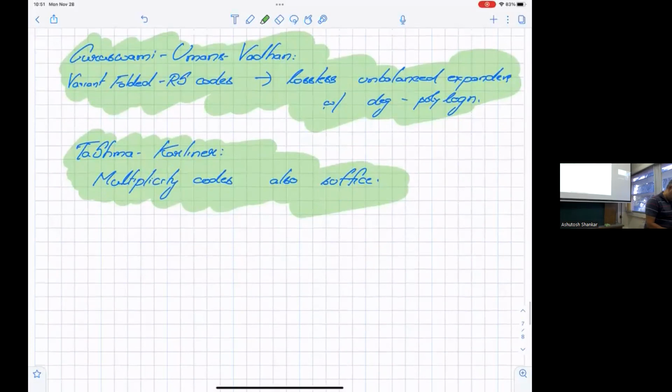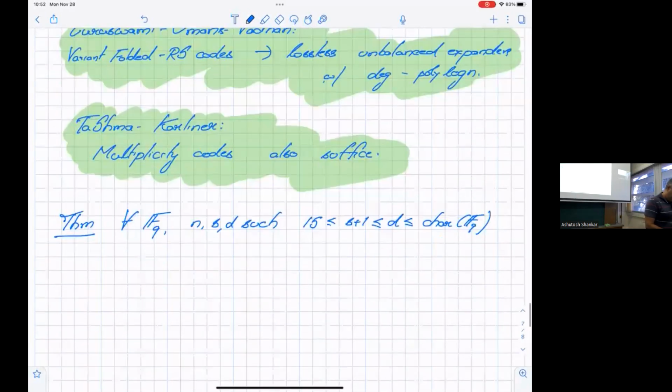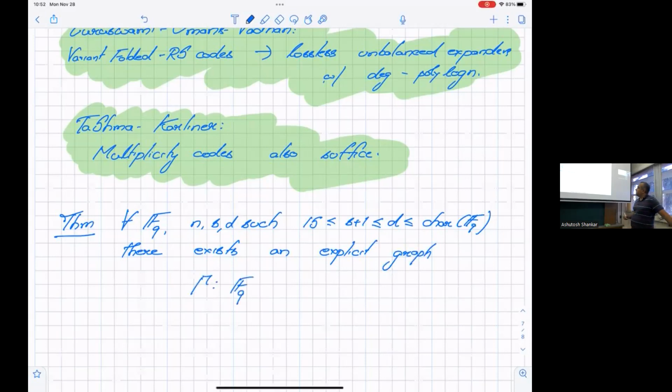In particular, we will prove the following theorem. For all d and s such that the field size is larger than or equal to s plus 1, and not smaller than d, which is larger than the characteristic, there exists an explicit graph. What was the set of messages for us here? The set of messages is exactly the degree d polynomials, so that's F_q to the d plus 1.